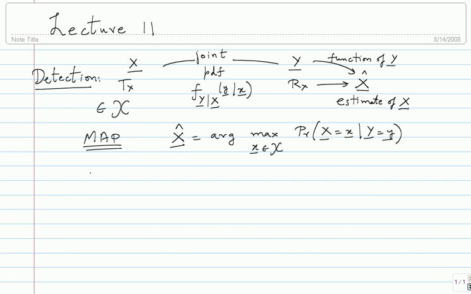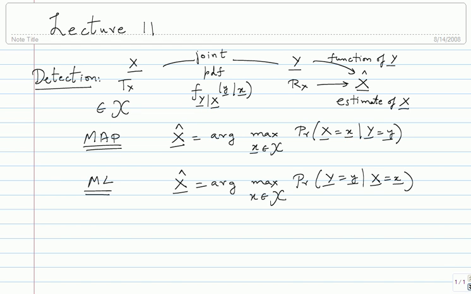Now there's another detector, which is the ML detector, which can be written down as argmax over x of the PDF of y given x. In this case typically you don't write probability, you write a PDF, because I'm expecting y to be continuous. So this is the way I wrote it down, and this is another detector. Irrespective of anything else, I can choose to run this detector. There's nothing wrong in that.